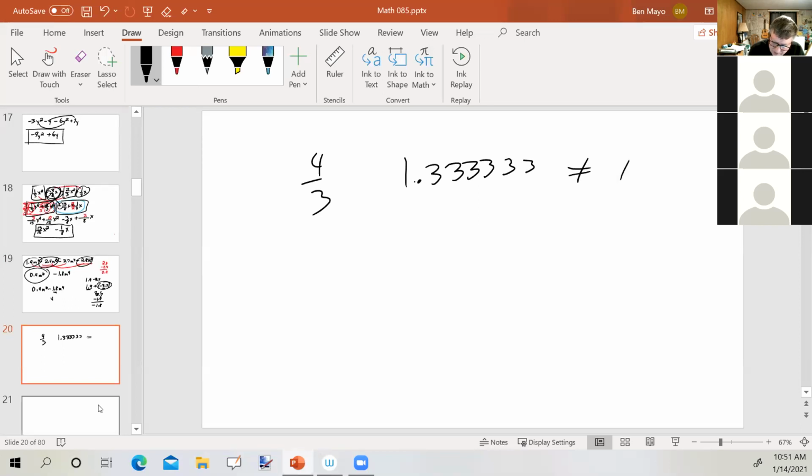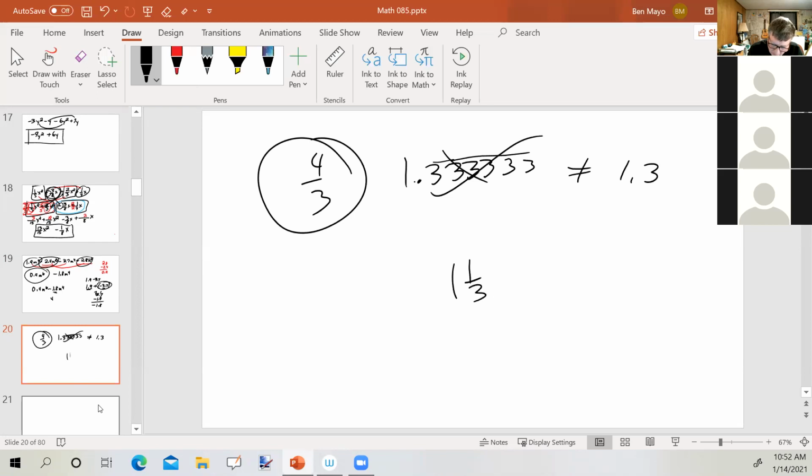That is not the same as 1.3. 1.3 is 1.3. 1.3 repeating has that 3 going on and on and on. Avoid that situation. Use fractions. Also, 1 1/3, WebAssign doesn't tend to like mixed numbers. So you want to give an exact answer. If it doesn't come out as an exact decimal, don't round it off, stick with a fraction, okay?